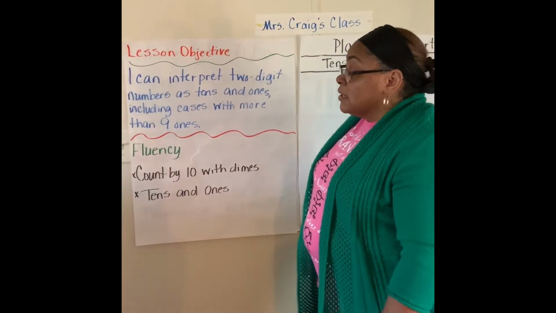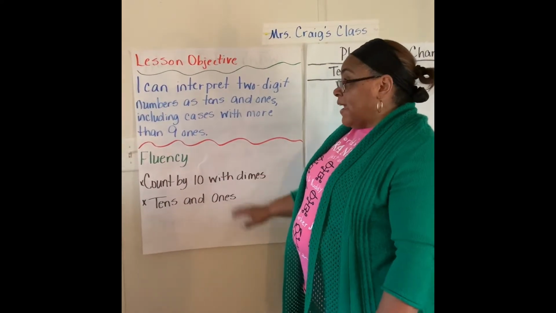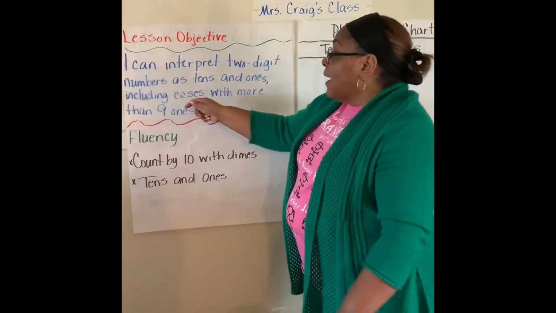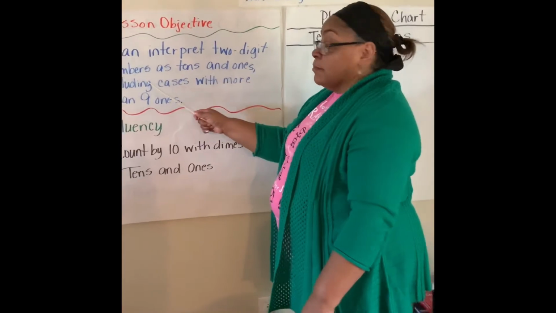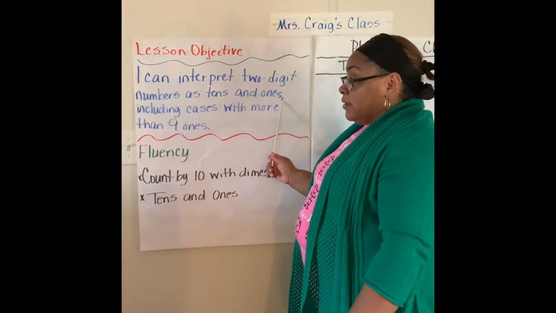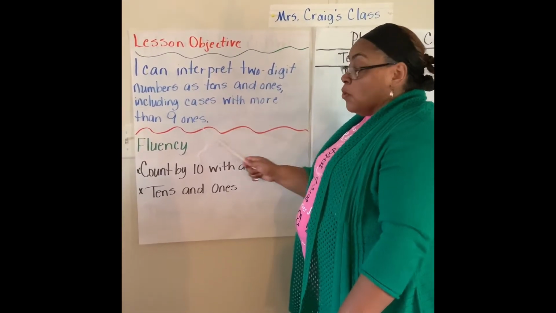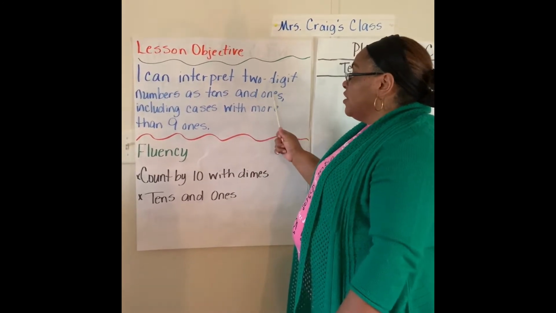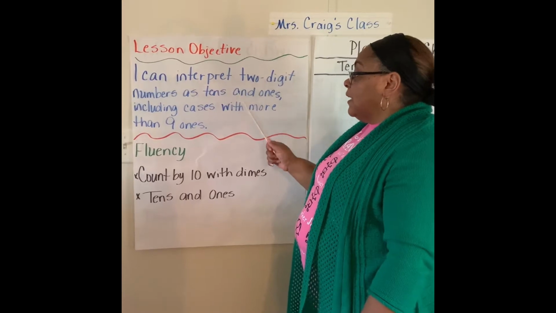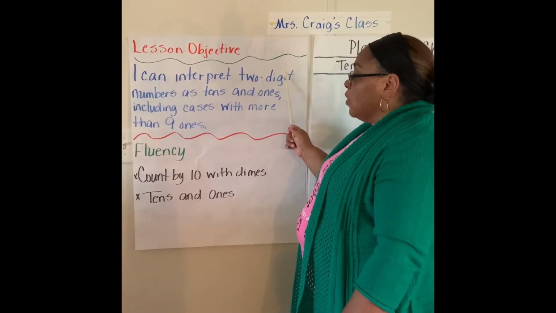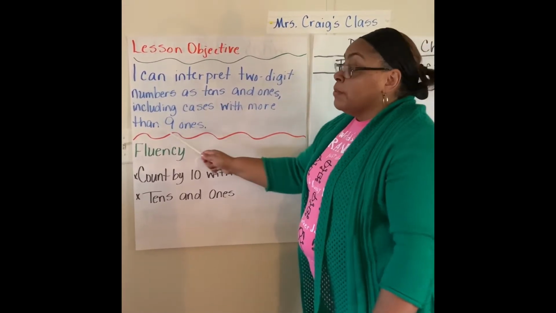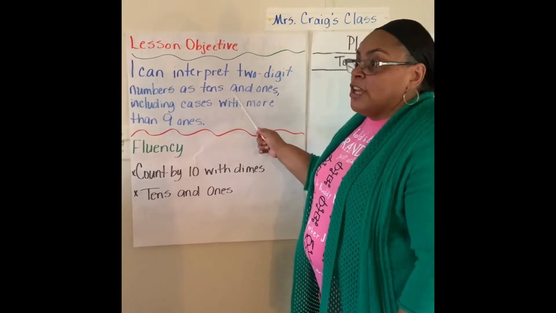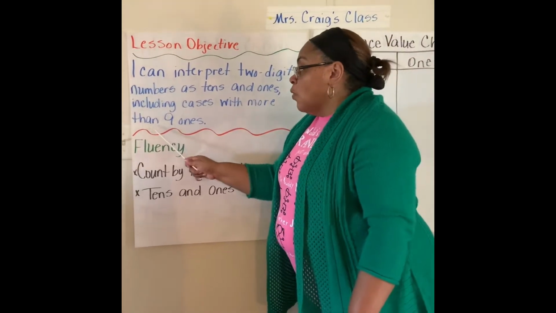Okay, boys and girls, today our lesson is with math. Our learning objective for today is: I can interpret two-digit numbers as tens and ones, including cases with more than 9 ones. Okay, I can interpret two-digit numbers means I have a number with tens and I have a number with ones, including cases with more than 9 ones.